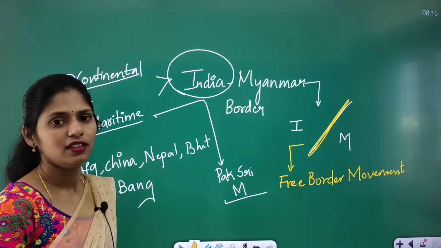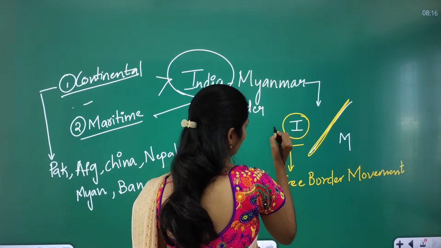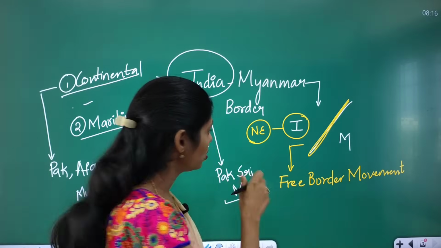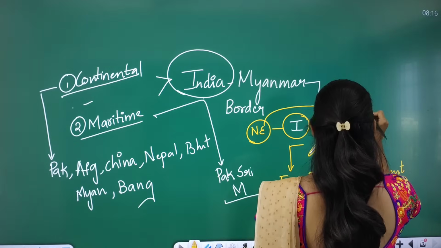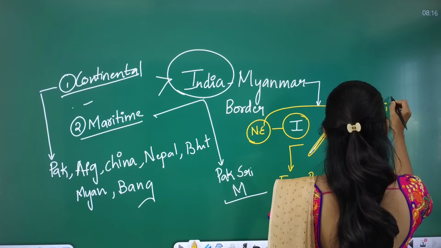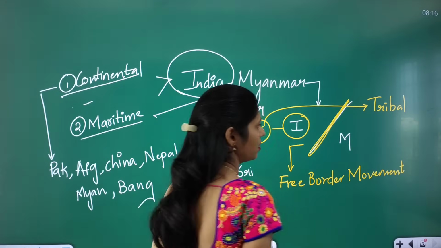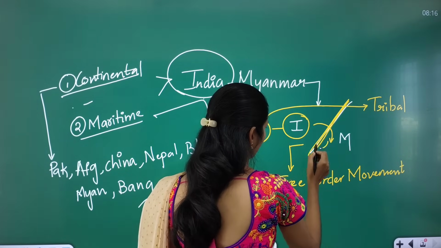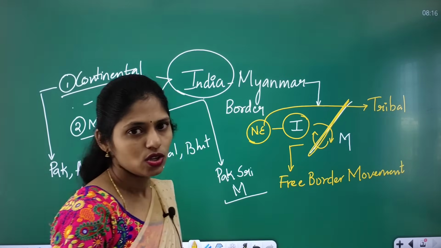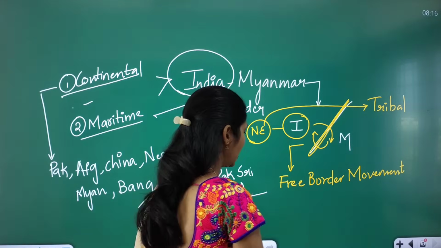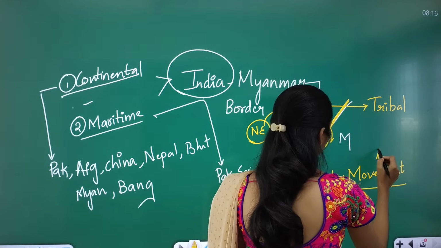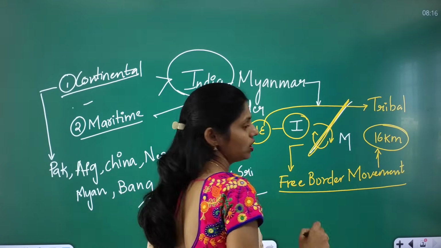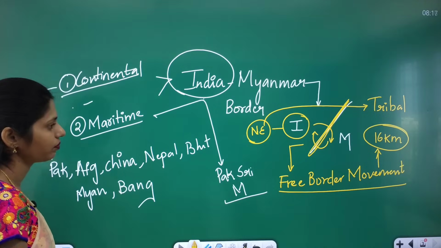Especially the northeastern part of India is sharing boundary with Myanmar. In this northeastern part we have mainly tribal people and tribal hamlets. These people move across this border frequently. Because of this, we came up with this free border movement. Up to 16 kilometers there is free movement, so there is no need of a visa.